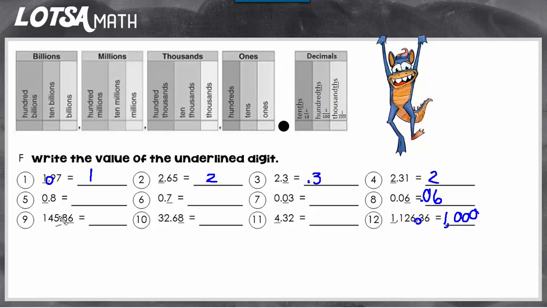So when you start throwing in decimals, the number may look different than what you expect. 145 doesn't really look like this. 145 and 86 hundredths does look like this. So you try some on your own, and if you need some more help, you can rewatch this video. Good luck!